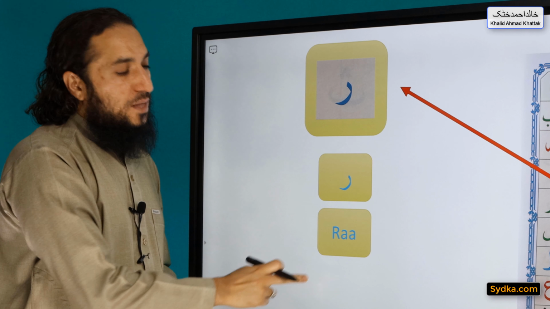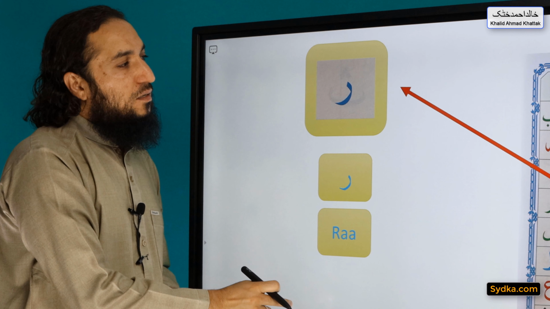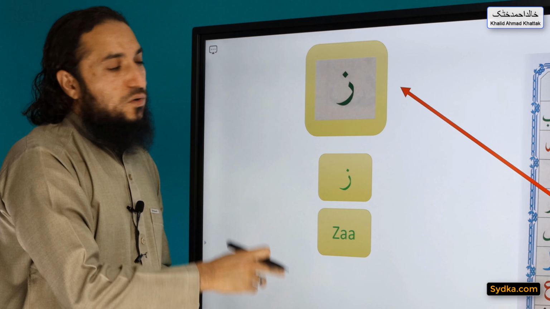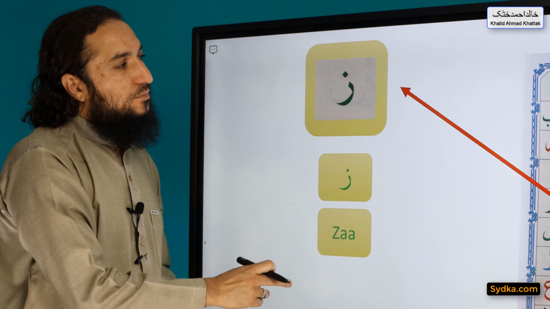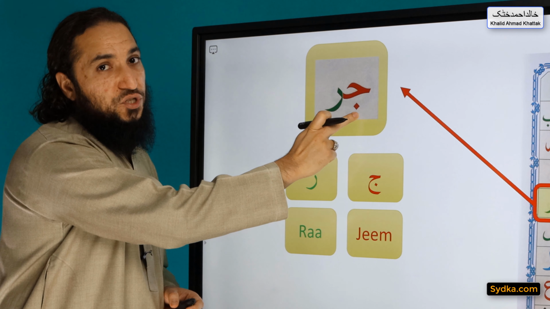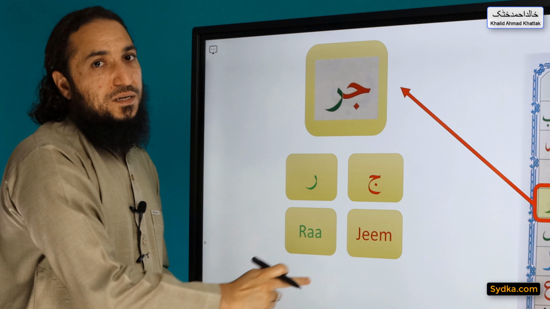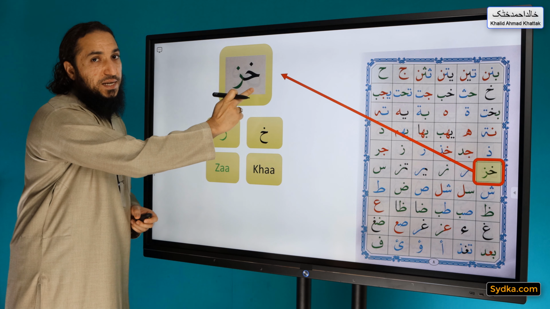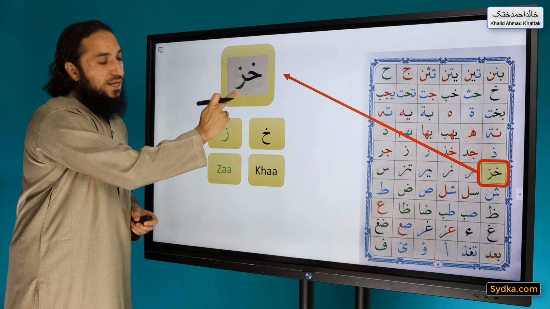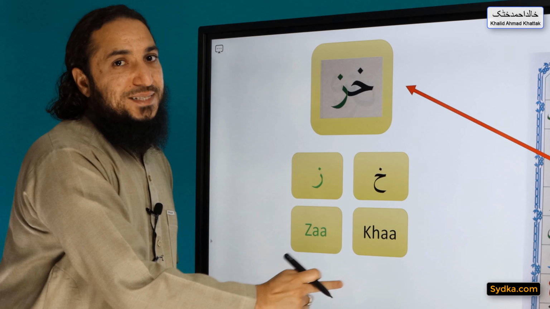Ra on its own. Ra. Za on its own. Za. The first letter is Jim, the second one is Ra. Jim Ra. The first letter is Kha, the second one is Za. Kha Za.